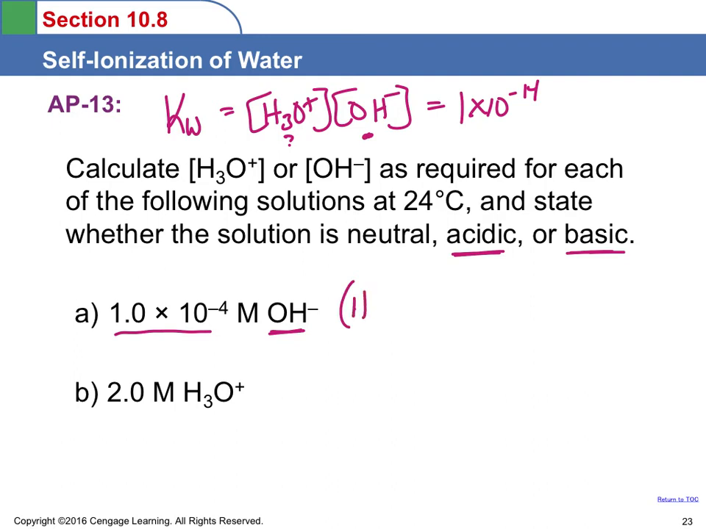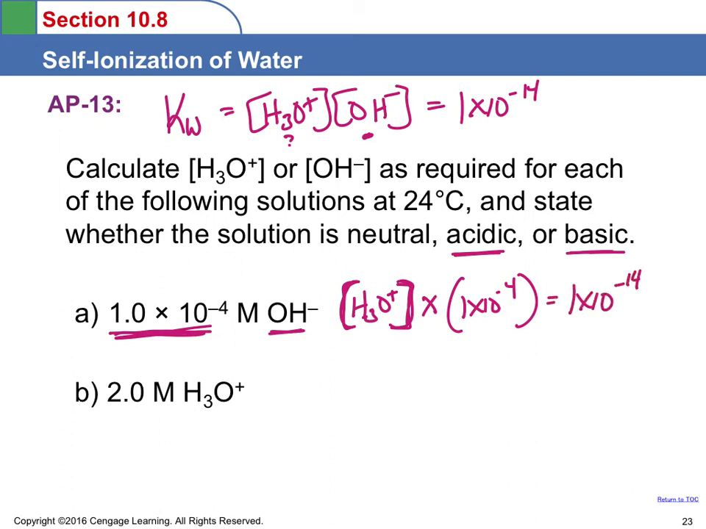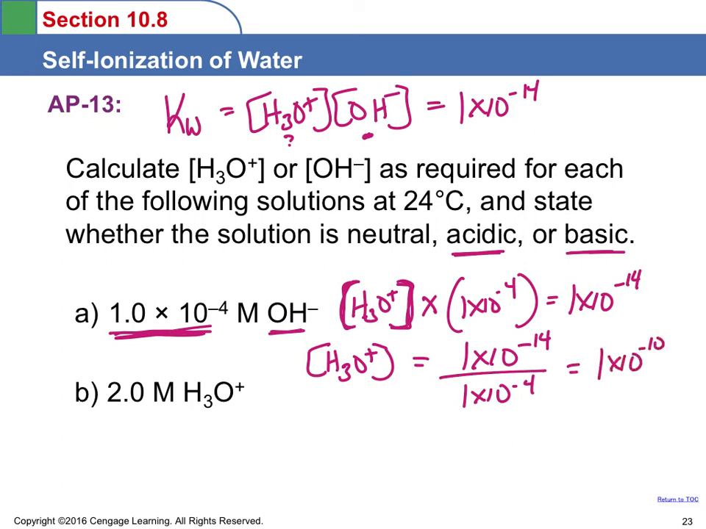So I'm going to have some unknown number times the hydroxide concentration I know, which is 1 times 10 to the negative 4th. And that has to be equal to 1 times 10 to the negative 14th. So to solve for concentration of H3O+, we're going to take 1 times 10 to the negative 14th and divide by 1 times 10 to the negative 4th. This is going to equal 1 times 10 to the negative 10th.